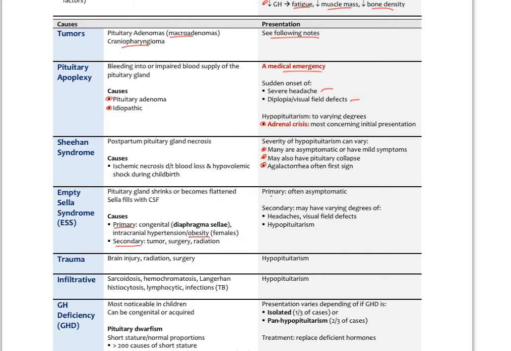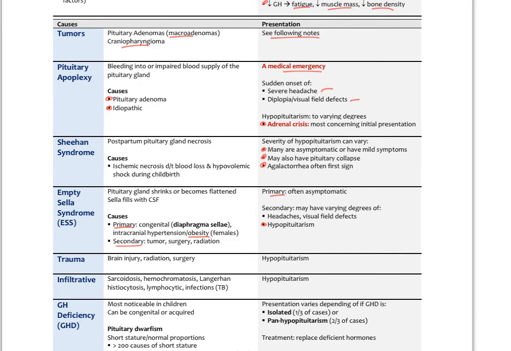Usually the primary is pretty mild. It can be asymptomatic or just mild hormone deficiency. But secondary can have varying degrees of headaches, visual field defects. So as the cerebrospinal fluid fills the space, it actually starts to compress more on the pituitary and the stalk. It can actually compress into the optic nerve. And then it can result in various degrees of hypopituitarism. So that's one to think about. And this is usually assessed doing a pituitary MRI. And you actually see on the MRI that the sella is empty. The pituitary is shriveled to a little point, and the sella is mostly filled with cerebrospinal fluid.